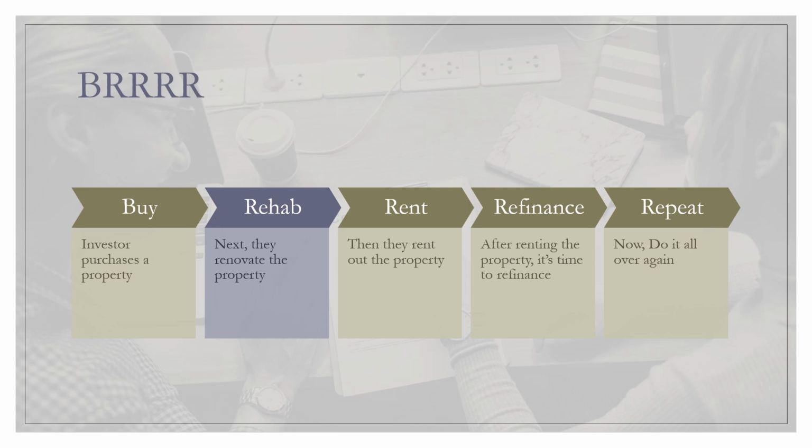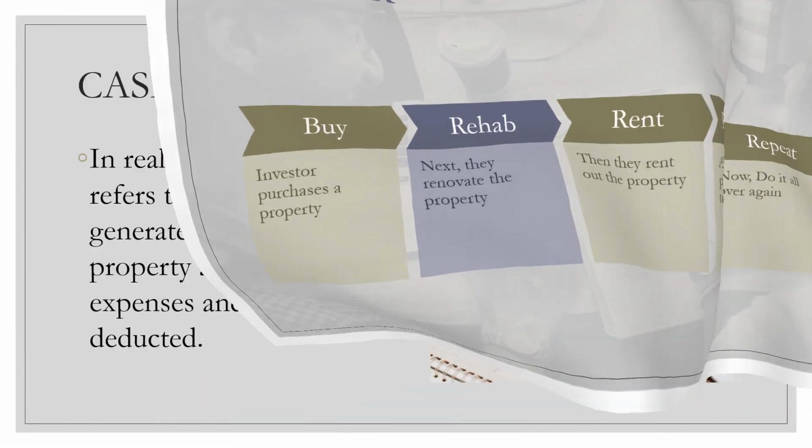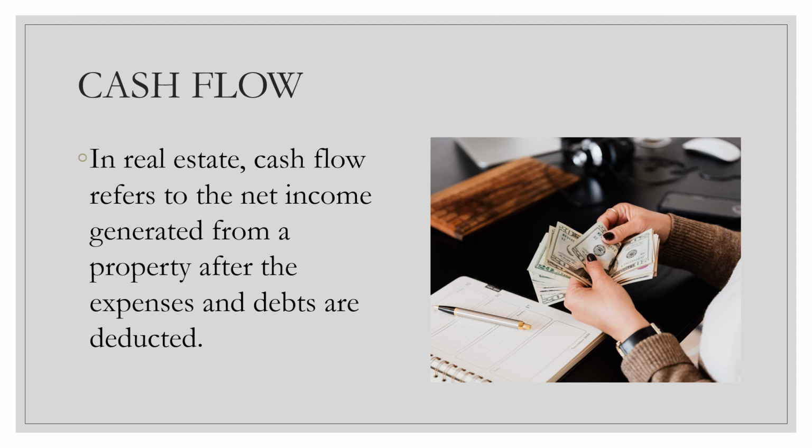Now we'll speak about BRRR. BRRR stands for buy, rehab, rent, refinance, repeat. It's pretty self-explanatory, and it's commonly used in buy and hold investing. Next, we'll speak on your cash flow. In real estate, cash flow refers to the net income generated from a property after the expenses and debts are deducted.